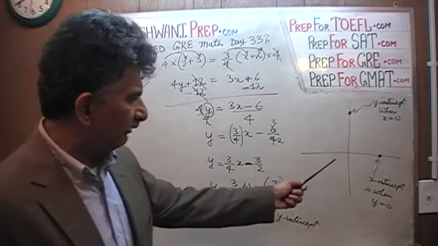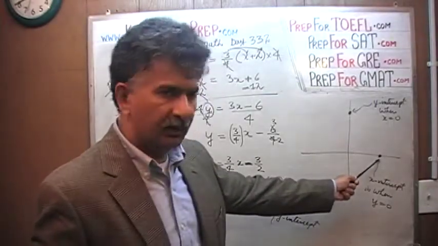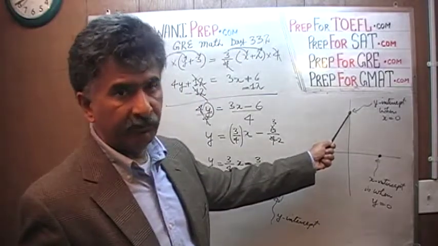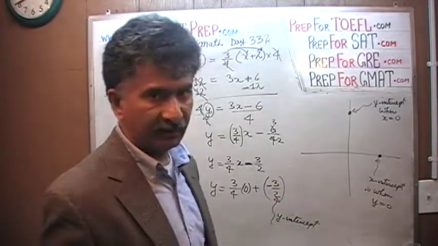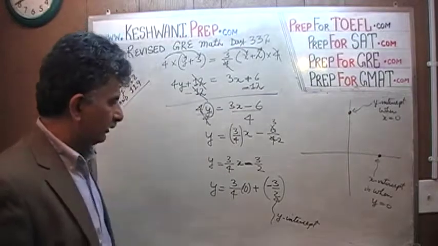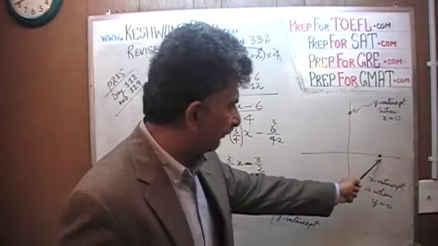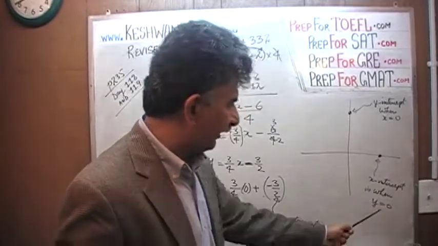Where is x 0? X is not 0 here. The x-coordinate of this point is not 0 here. The x-coordinate of this point is equal to 0. That's the y-intercept. That's where it cuts the y-axis. This is the y-intercept, which is negative 3/2. Now we have to figure out this point here. The x-intercept. That's when y is equal to 0.